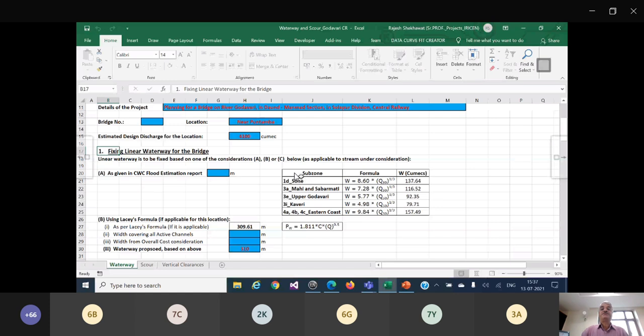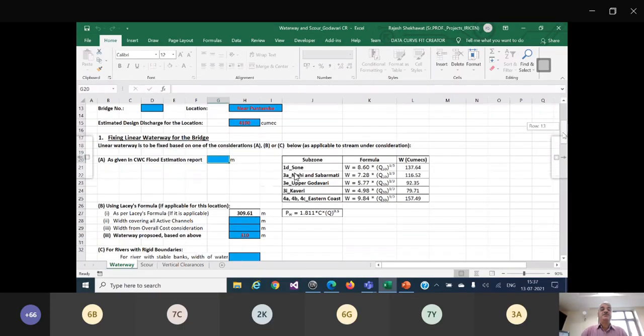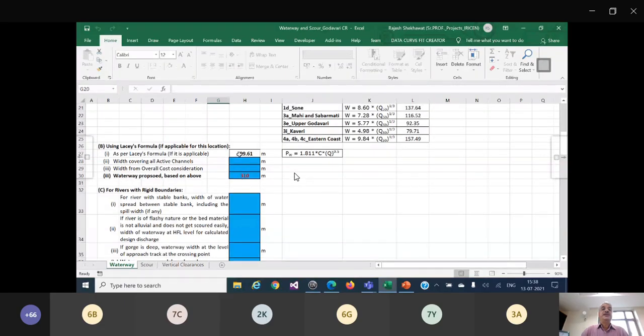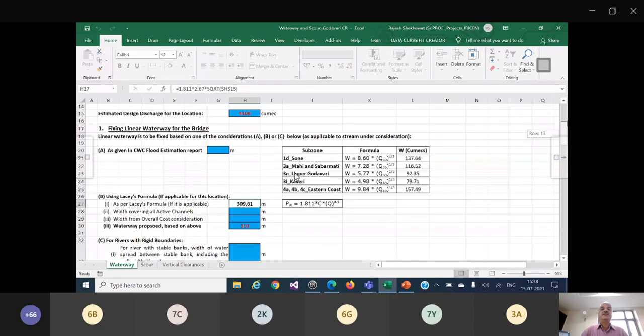So as per these CWC reports, if they are applicable, this will be the waterway. So from here you can put if they are applicable. In our case, they are not applicable, so we have not put it. Then as per Lacey's formula, it comes here, how much design discharge I put, let me see.